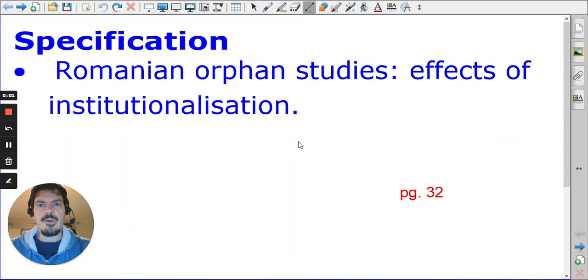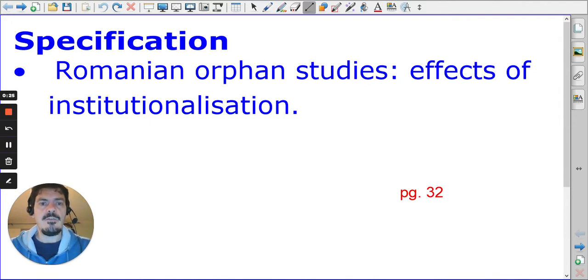Hello, this is Mr. Ferreira, and I'm going to continue with the A-level specification for attachment, looking specifically this time at the Romanian orphan studies, and they ask us to look at the effects of institutionalization. So I've actually split this up into several different parts. I'm going to look specifically at Rutter's studies on Romanian orphans.